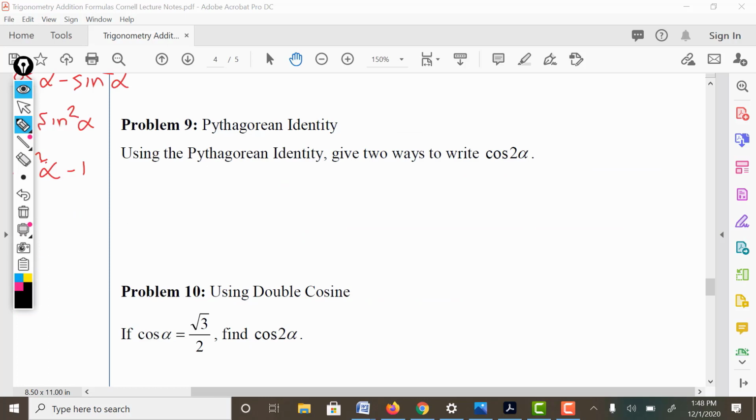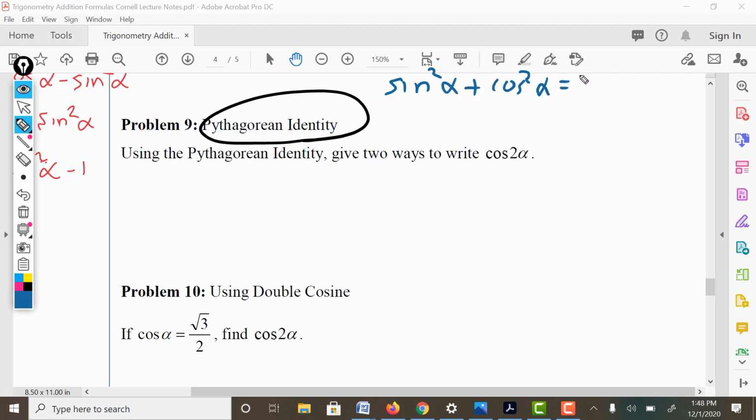If we were to take that and recall the Pythagorean identity, that sine squared plus cosine squared is equal to 1, from this we get two things. If I get the sine squared by itself, I get 1 minus cosine squared alpha. If I want to get the cosine squared by itself, it ends up being 1 minus sine squared alpha. Keep those in mind.